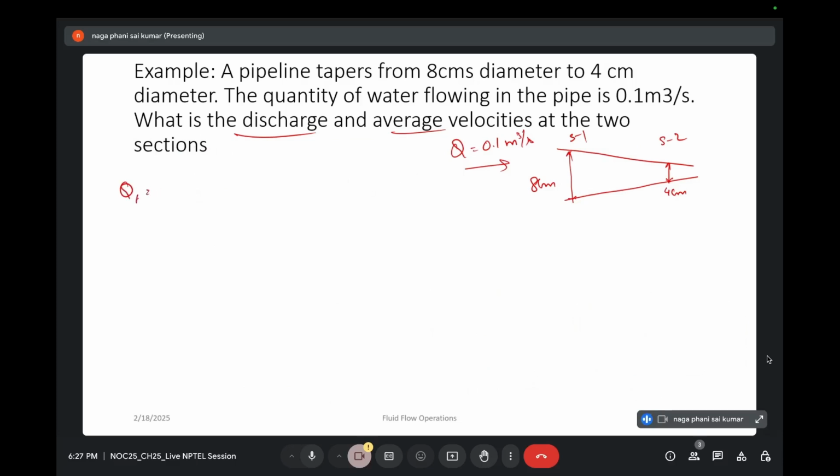So Q is equal to 0.1 meter cube per second, right? A1 is given because diameter is given, right? So we can calculate it. Area is pi d square by 4, right? So pi by 4 into what is the diameter? 8 into 10 power minus 2, whole square. This is going to be area 1 and we have area 2, that is pi by 4 into 4 into 10 power minus 2, whole square. This is going to be area in meter square. Okay, let's say V1 and V2 are the average velocities.